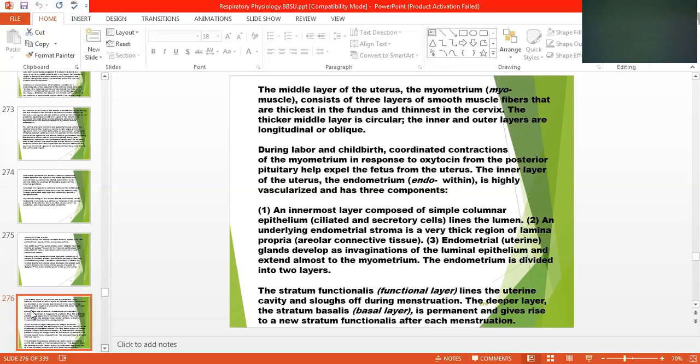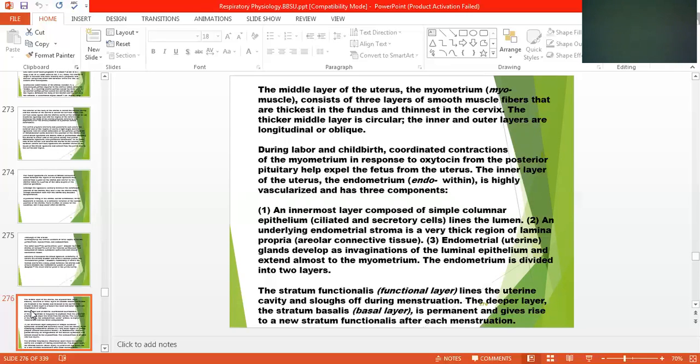The inner layer of the uterus, the endometrium, is highly vascularized and has three components. Number one, an innermost layer composed of simple columnar epithelium, ciliated with secretory cells, lines the lumen. Number two, an underlying endometrial stroma is a very thick region of lamina propria areolar connective tissue. Endometrial uterine glands develop as an invagination of the luminal epithelium and extend almost to the myometrium.